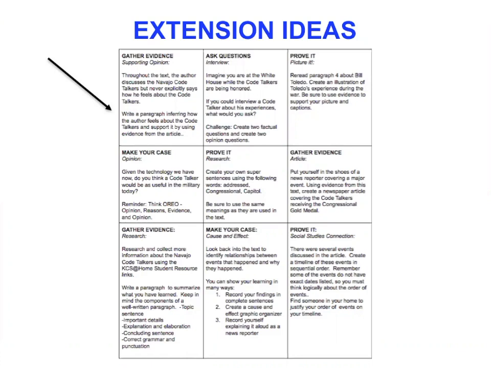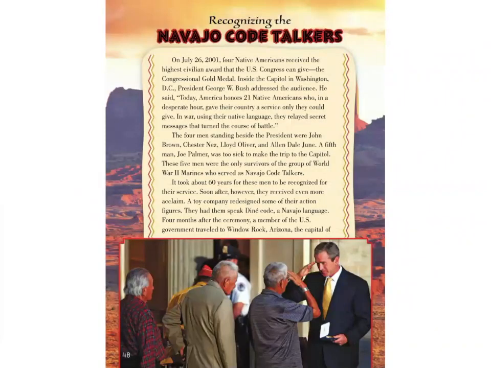Throughout the text, the author discusses the Navajo code talkers, but never explicitly says how he feels about the code talkers. Write a paragraph inferring how the author feels about the code talkers and support it by using evidence from the article. Wow, that sounds like a challenge. I'm ready for it.